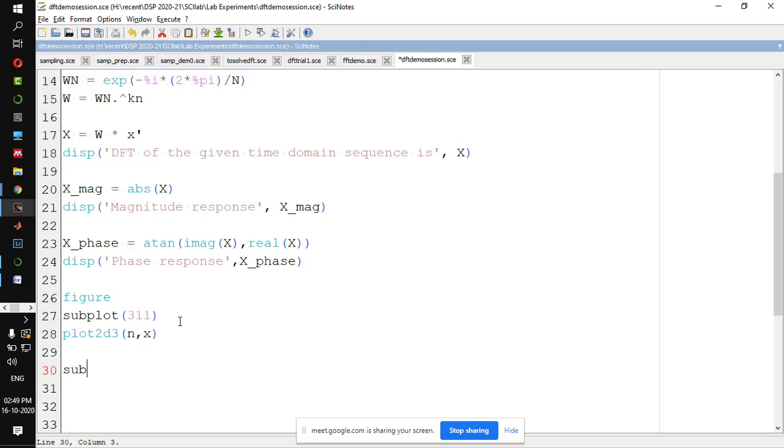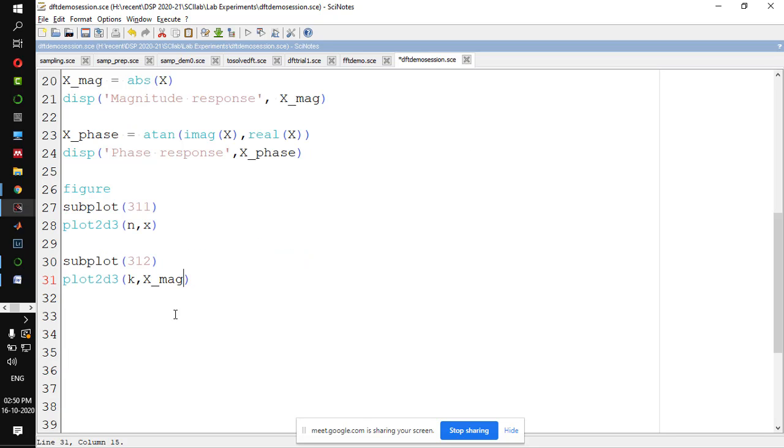Now subplot 3 1 2, and I want to plot the magnitude response. How do I do that? plot2d3 of k, right? Magnitude of x of k, no? So that's why it is k comma, and which parameter? This parameter. So I'll just copy this and paste it here. This is how I plotted the magnitude response in the second figure, 3 1 2.